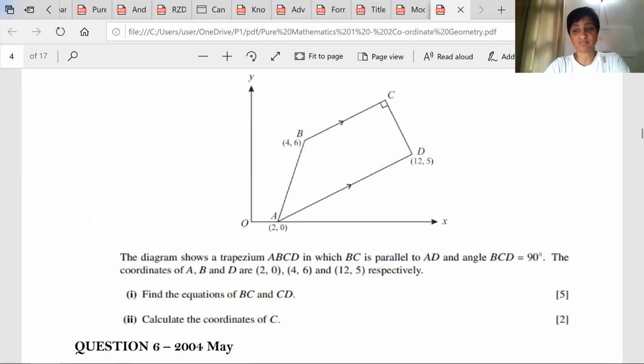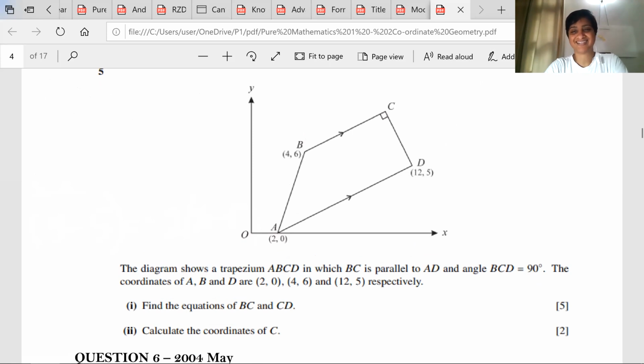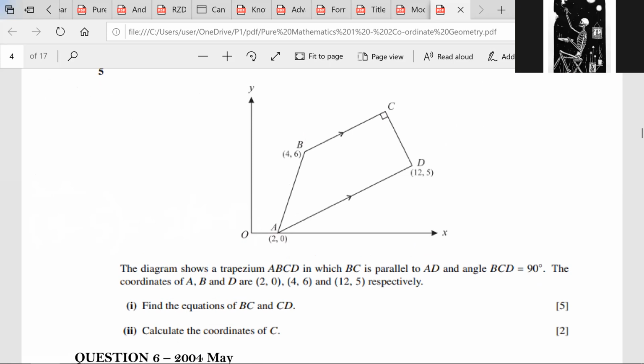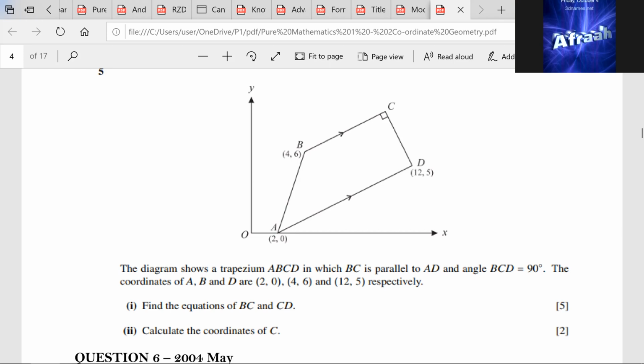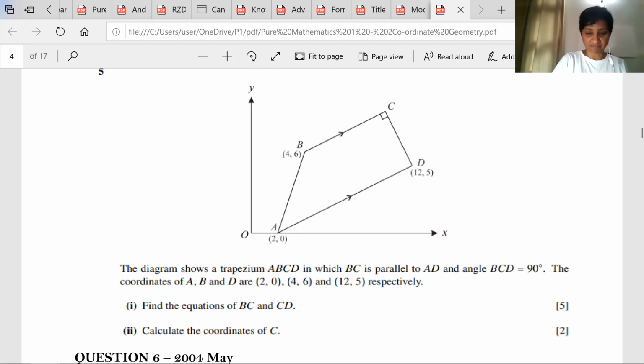Okay, part 2, just 2 marks, coordinates of C. Miss, I got (10,9). Can someone verify that? C is (10,9)? Yeah? Okay. So I hope everyone got that. (10,9) for C. That is the intersection point of these two lines, so you solve them.